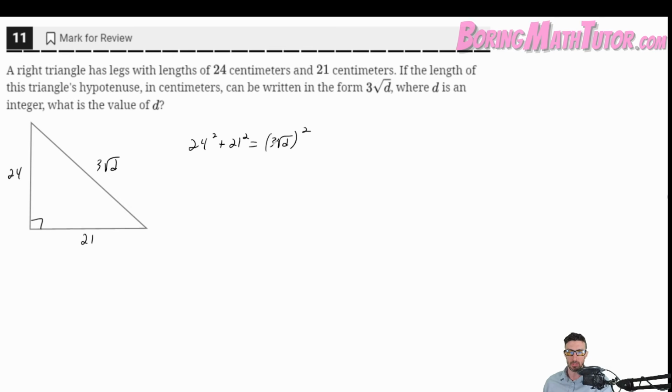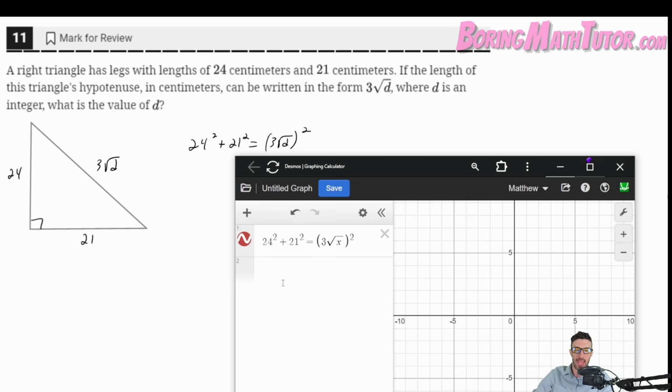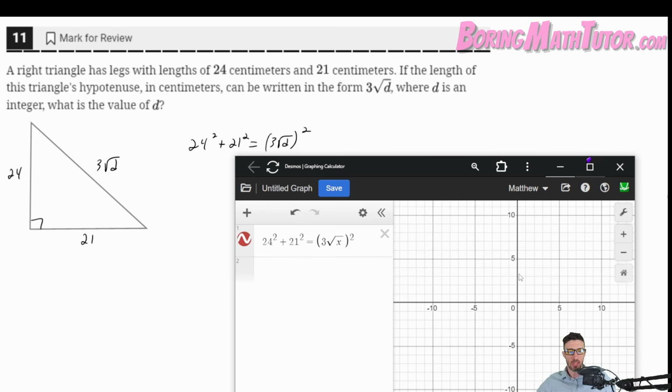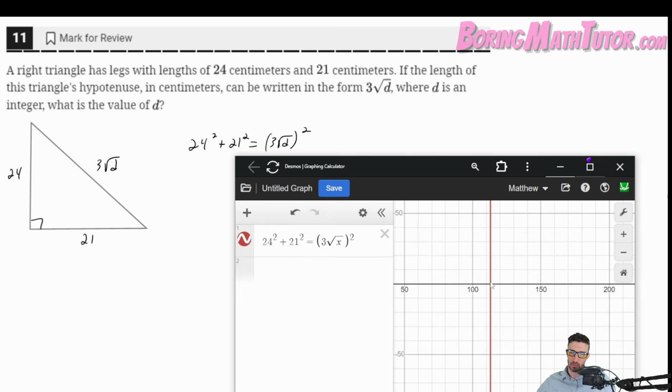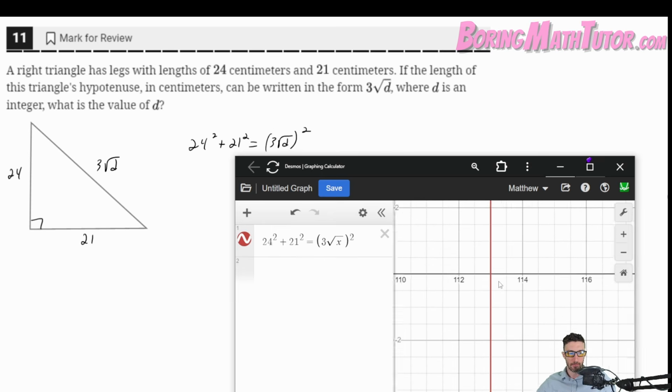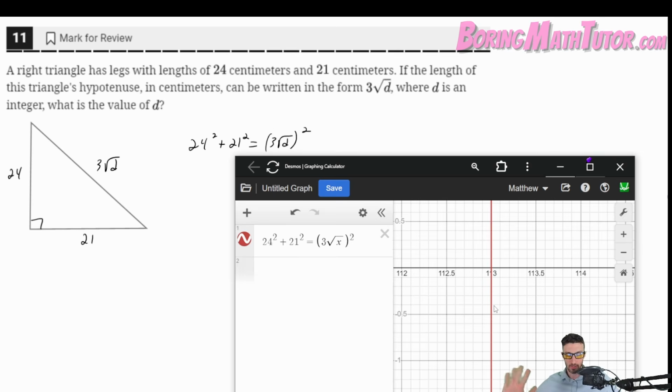Now, we can actually just go to DESMOS to get the solution to this. If we use an x instead of a d, and then we just zoom out, and then we try clicking, but clicking doesn't always work. So then you zoom in, like DESMOS 101 solving equations, and you get 113. Now we can just confirm that 113 makes sense. It's not like 113 point whatever, because they said it's supposed to be an integer. So that's it. The value of d is 113. That's the end of the story.